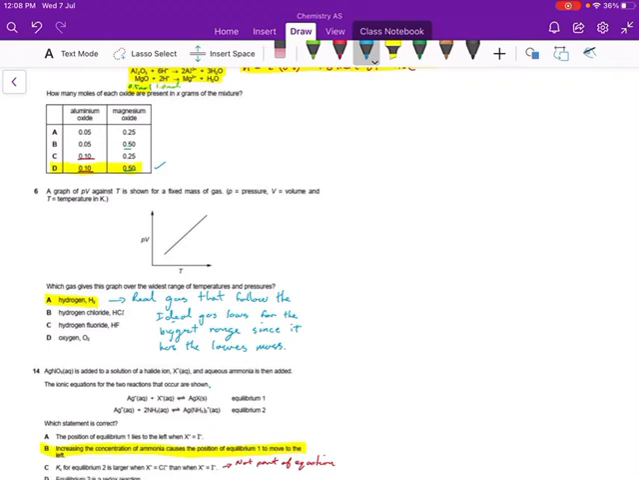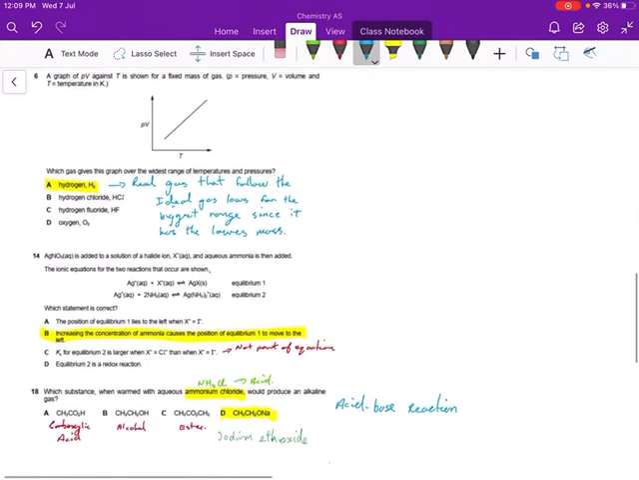So the gas that we get to is actually hydrogen, and the second one after hydrogen is my helium gas. Those are the two gases that, for the widest possible range, behave as ideal gases. All right. So the answer is A, hydrogen gas.